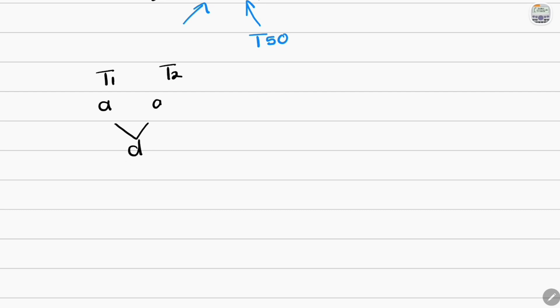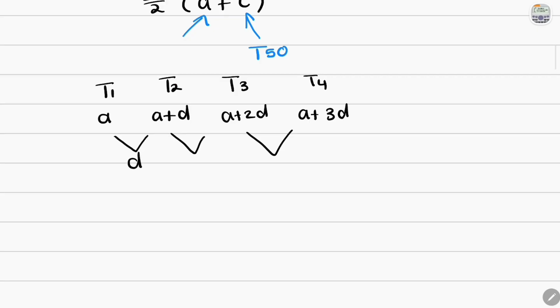So term 2 is going to be A plus D. And then term 3 is going to be A plus 2D. And then term 4 is going to be A plus 3D. Do you notice a pattern with this? You see, the term number and the coefficient of D, they have a relationship going on there. So the term number is always going to be one more than the coefficient of D. Or you can see it as the coefficient of D is always going to be one less than the term number. See, same thing here. We have 2D for term 3 and then 3D for term 4.